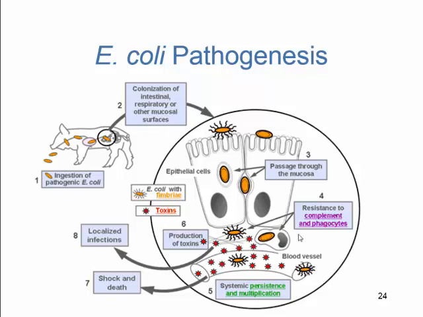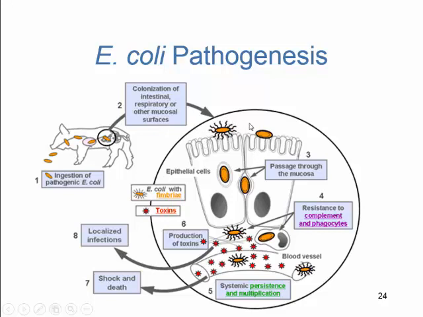So the pathogenesis of E. coli is transmitted from an infected host. So it could be animals that are in a CAFO. You have one animal that is contaminated, other animals are eating food, they pick up the feces. As a consequence, the bacteria then starts to colonize the animal's gut.